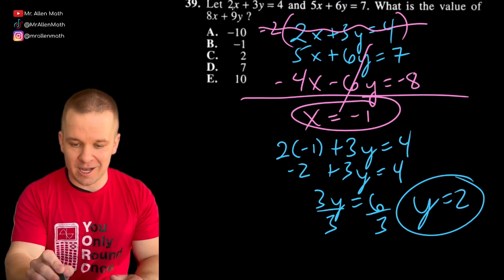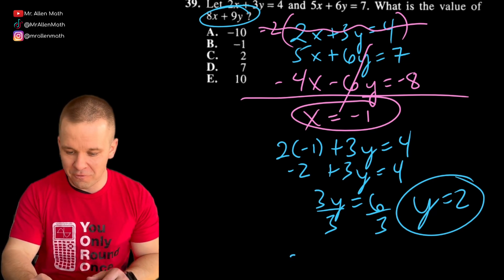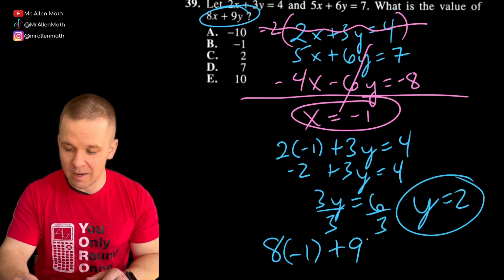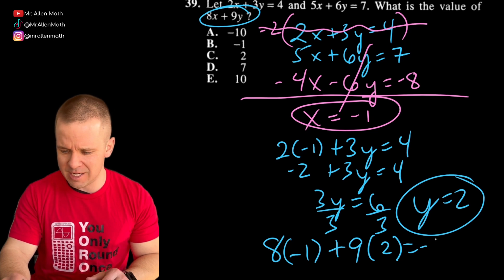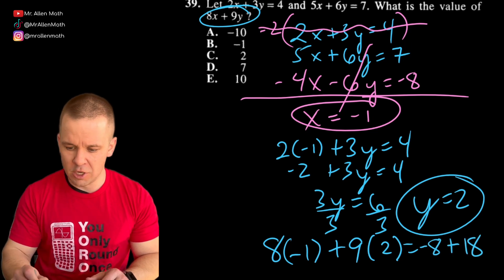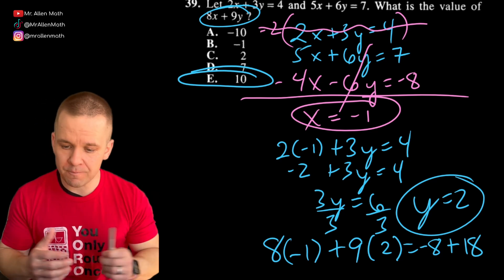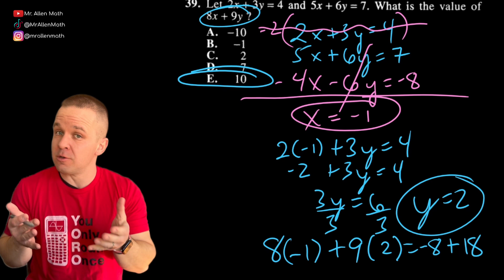But I've got to get 8x plus 9y. So we're almost done here. I'll throw in the negative 1 for x. So it's 8 times negative 1 plus 9 times 2. So that's going to equal negative 8 plus 18. So positive 10. Boom. Choice E. It's a lot of work. And maybe you didn't even remember how to solve a system in the first place. So hopefully now you do.